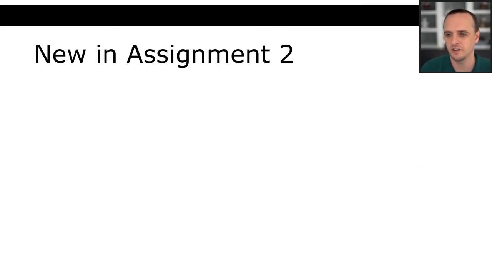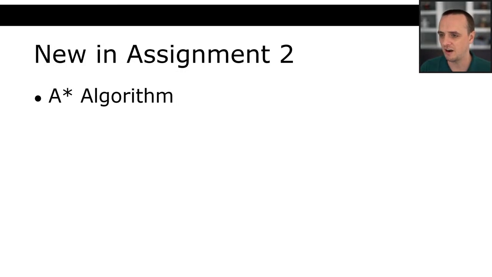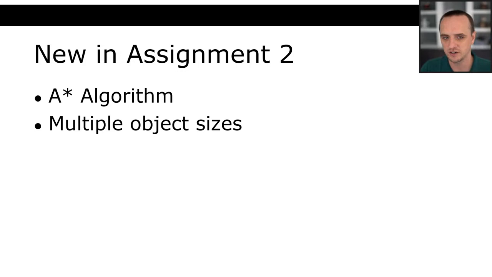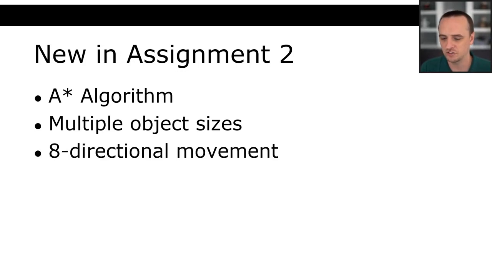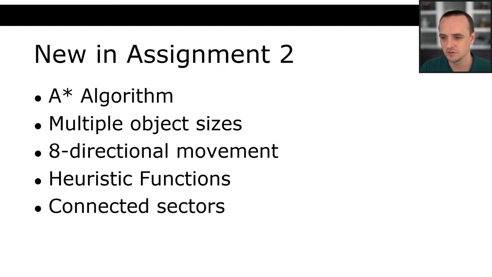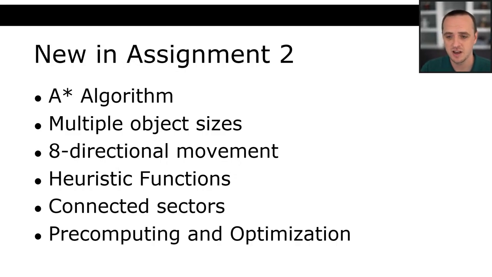So what's new in assignment 2? Well, I talked about it a little bit. Let's have a look. We have the A star algorithm instead of BFS and DFS. We have multiple object sizes. We have 8 directional movement as well as 4 directional movement. We have heuristic functions. We have connected sectors. And we have pre-computing and optimization.